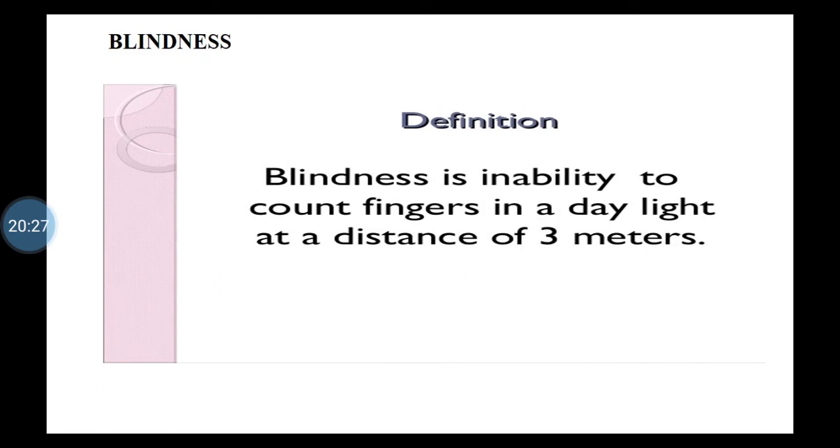Now, the last disease in non-communicable diseases is blindness. The definition of blindness is the inability to count fingers in daylight at a distance of 3 meters. Another definition is that a person is considered blind if his vision is less than 1 by 20th of normal vision.